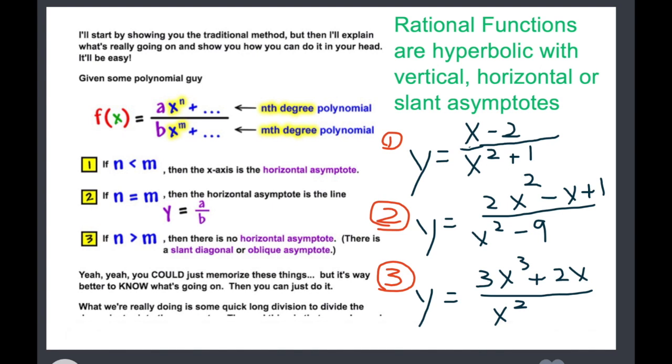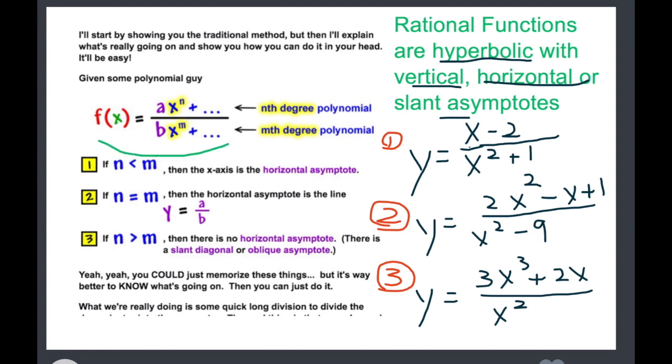In going over rational functions that are hyperbolic, let's remember that there are vertical, horizontal, and slant asymptotes. Now, we haven't talked about slant asymptotes yet. This is a good point to do that. So to do that, I'll refer to this sample right here.